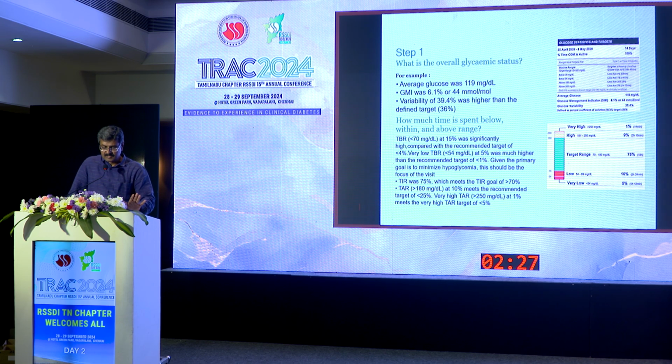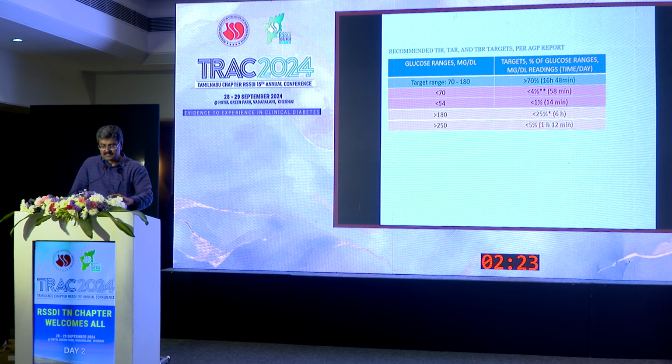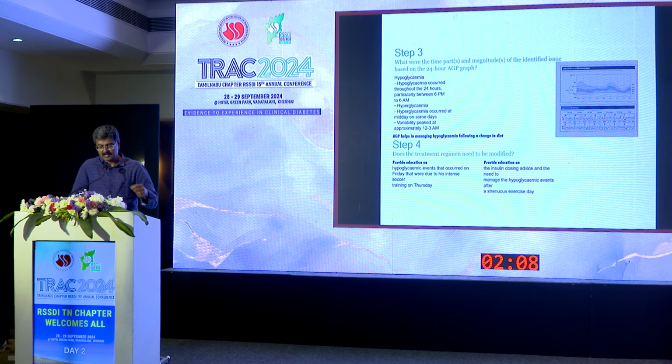What is the overall glycemic status? How much time is spent below, within and above the range? Like this, between 70 to 180. If you can see here, more than 70% of the day the patient was in control, and above 180, 25% of the time. And then around 5% of the time the patient had suffered hypoglycemia, which has to be addressed somehow or other. So we need to know the magnitude of the sugars that went out of control and what treatment we will have to modify.